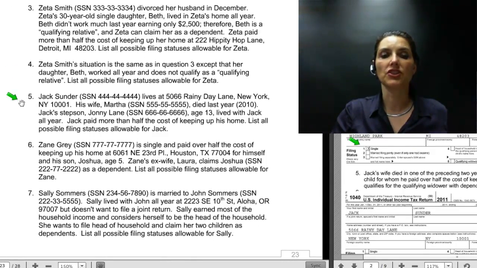Question number 5. Jack Sunder lives in New York. His wife Martha died in 2010. Jack's stepson, Johnny Lane, age 13, lived with Jack all year. Jack paid more than half the cost of keeping up his home. List all possible filing statuses for Jack. Well, here is the answer.